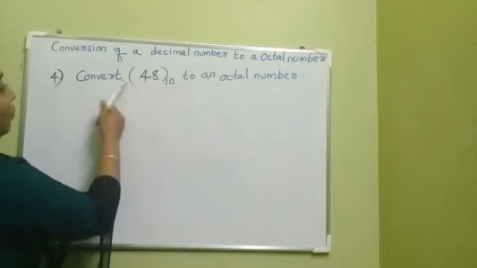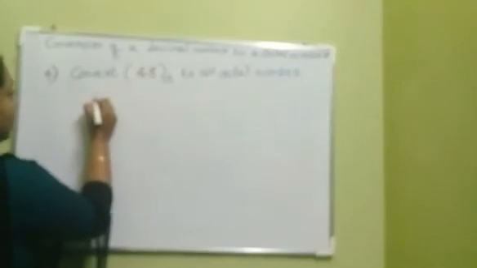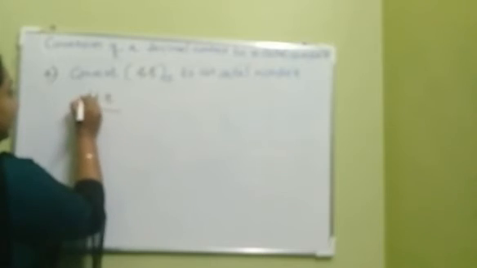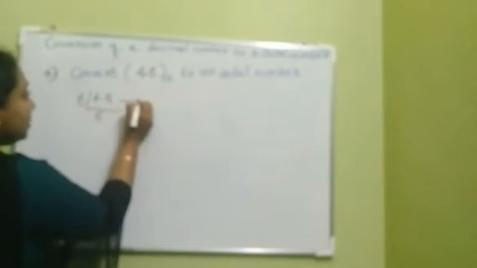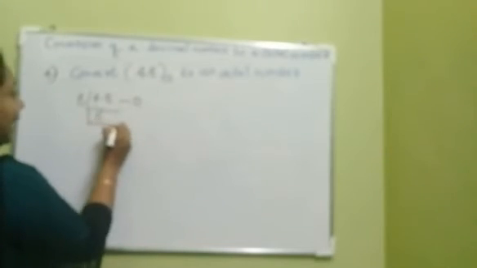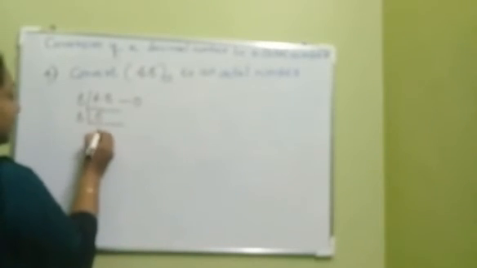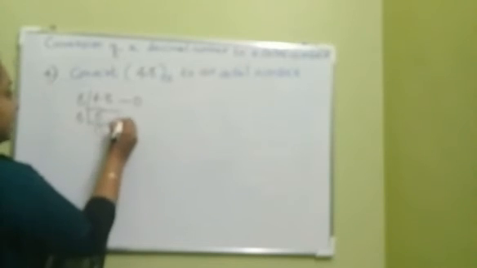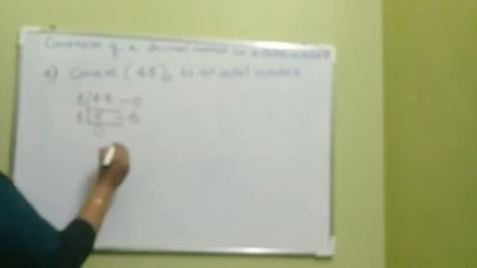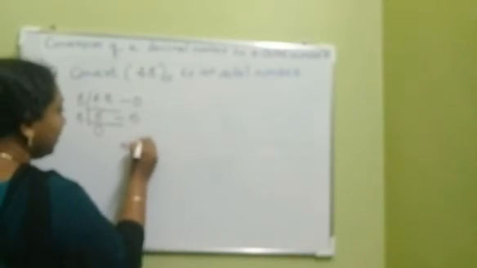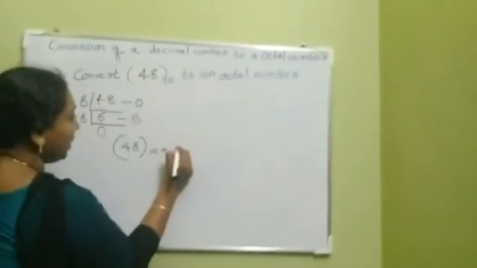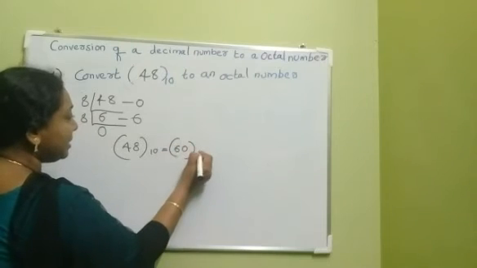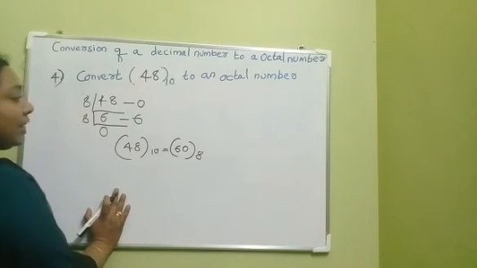Next question. Convert 48 base 10 to an octal number. First divide 48 by 8. 6 eights are 48, remainder 0. Again divide by 8: the quotient is 0 and the remainder is 6. Arranging from bottom to top, 48 base 10 equals 60 base 8.